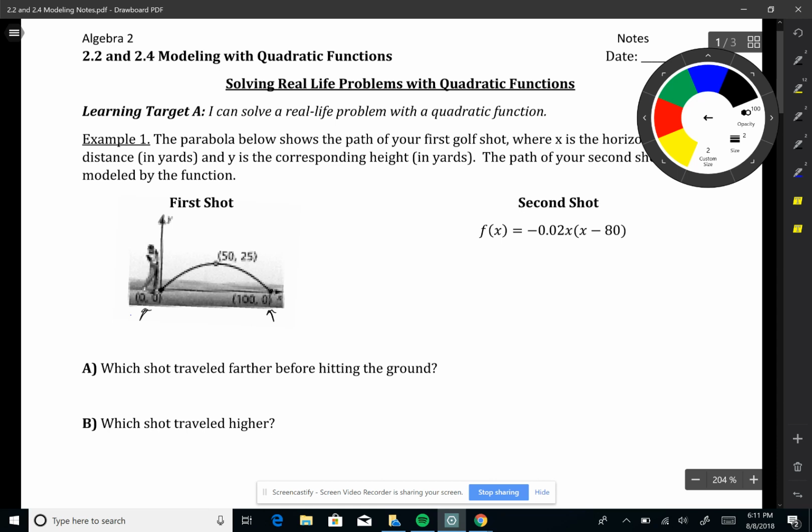So we know that the ball traveled horizontally 100 yards. Then it also gives us this very important point here, our maximum point, which is our vertex. And we know that after it traveled 50 yards, it was at a maximum height of 25 yards.